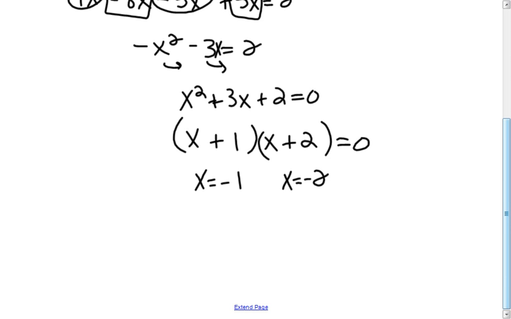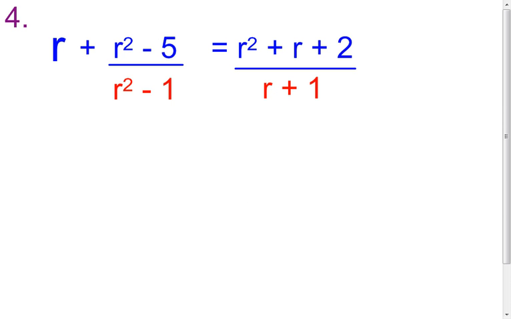Okay? And again, I need to make sure that when I plug those in, it's not going to make my denominator be 0, which it does not in this case. So both of these would work. All right, and a last one here. If I factor this, it factors as r minus 1 and r plus 1. Okay, so your common denominator is r minus 1 and r plus 1.